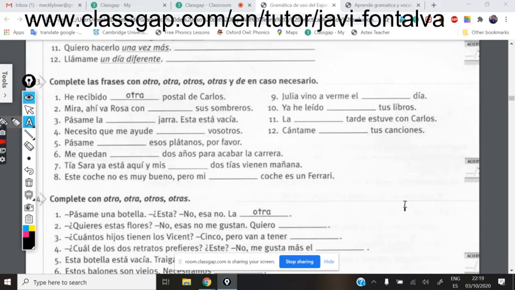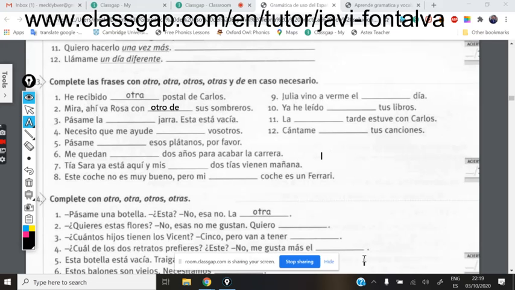Número dos. So, mira ahí Rosa con otros sus sombreros. Actually, it's another one of her hats. So con otro de su sombrero. So look, there goes Rosa with another of her hats. Okay. So a pronunciation was ahí. Ahí va.